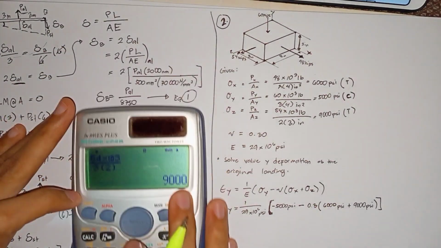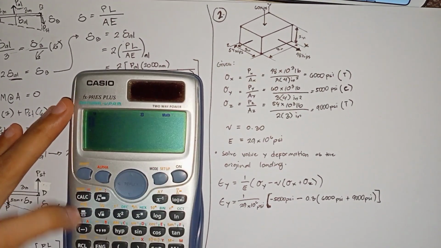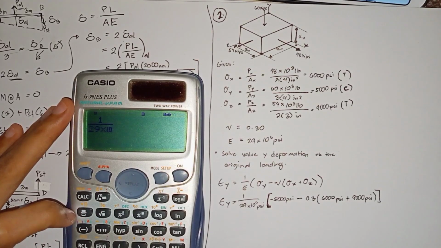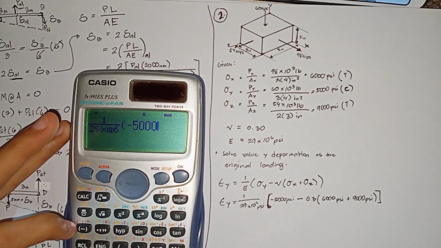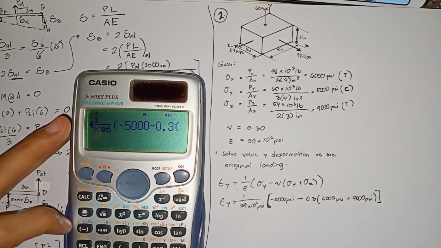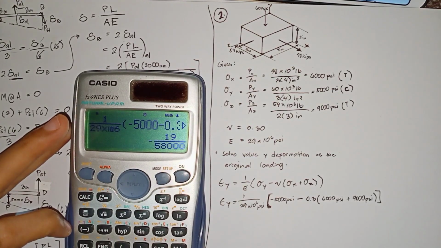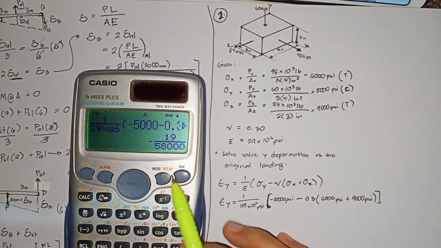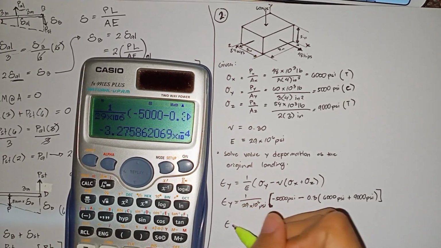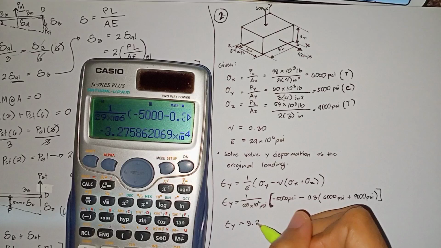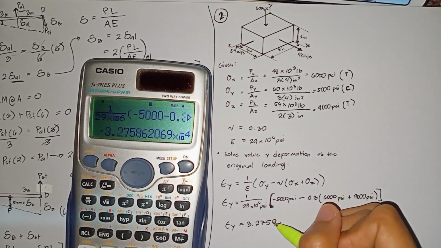Okay. So, that's easy because we will just use the calculator, and that's it, so we can see the value of strain Y. So, that is 1 all over 29 times 10 raised to 6, multiplied by negative 5,000 minus 0.3, that is the nu, times 6,000 plus 9,000, that is equal to negative 19 over 58. So, its value in decimal is negative 3.2758 times 10 raised to negative 4. Let's round off; we'll just take three.